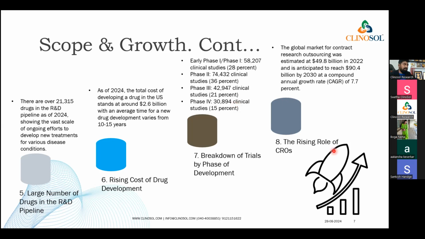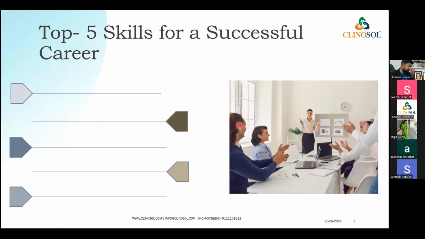So the rising role of CROs: all top 10 CROs are in India, including IQVIA, PPD, Parexel, Covance, ICON, and LabCorp. All those companies are in India. So now, what are the skills which are required? Top 5 skills. The first one is technical skills, which is most important, and most students will miss this.